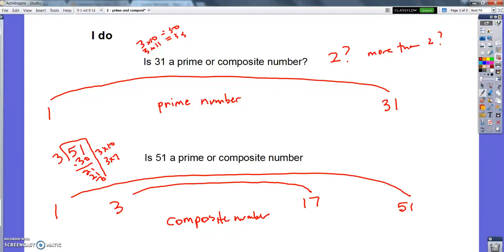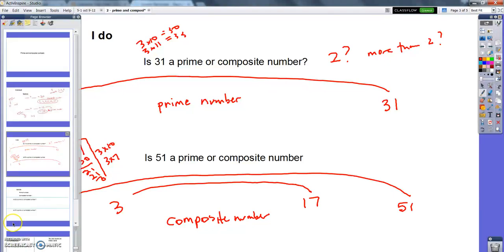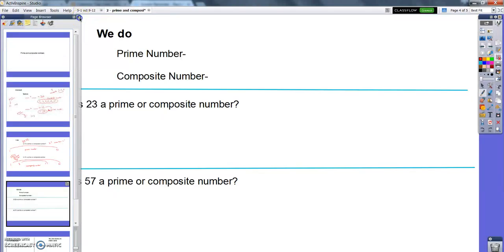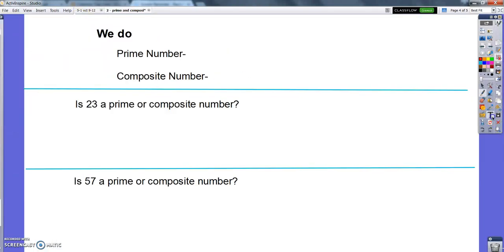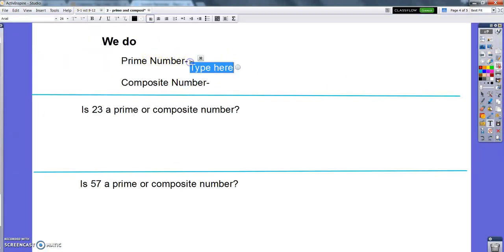All right, let's do 2 together. Open your notebook, grab your pencil. First thing I want to do is define these words for you. I want these in your notes. So a prime number, please write down, a prime number has only 2 factors.